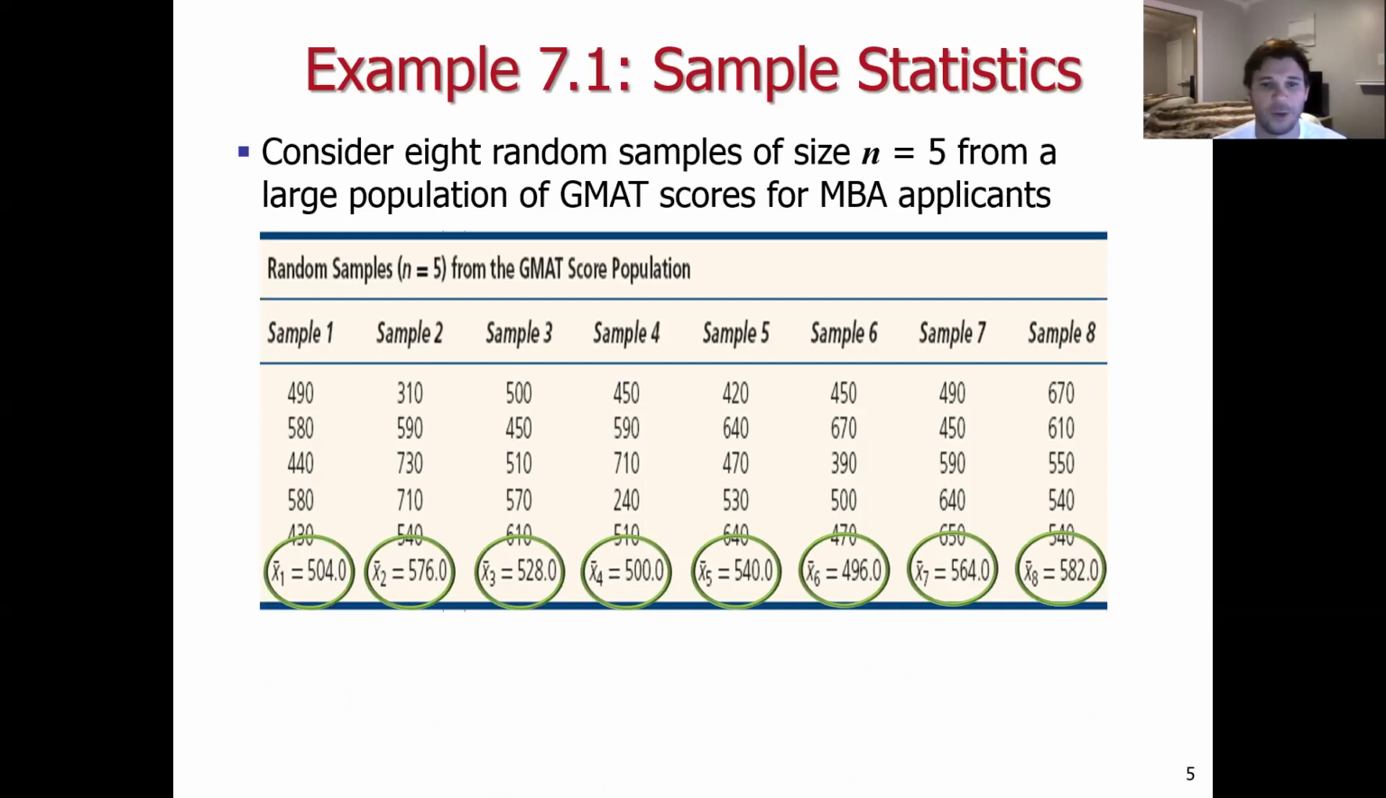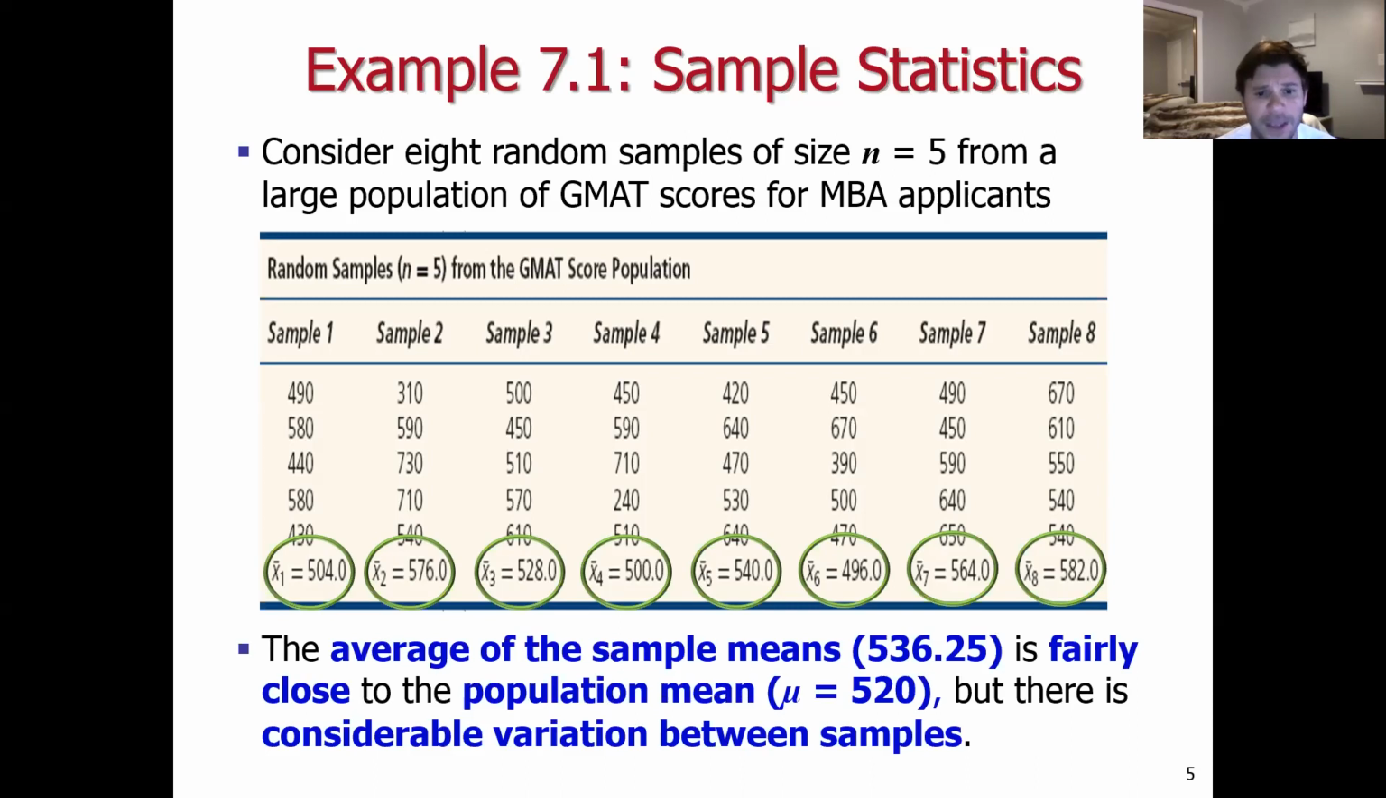And because of that, we can treat the sample statistic, in this particular case the sample mean, as a random variable itself. Now, if you were to take the average of these sample means, it turns out the average of these is 536 1/4, and this is fairly close to the actual average GMAT score of 520. But there is definitely considerable variation between samples, and that's something we're going to think more about.